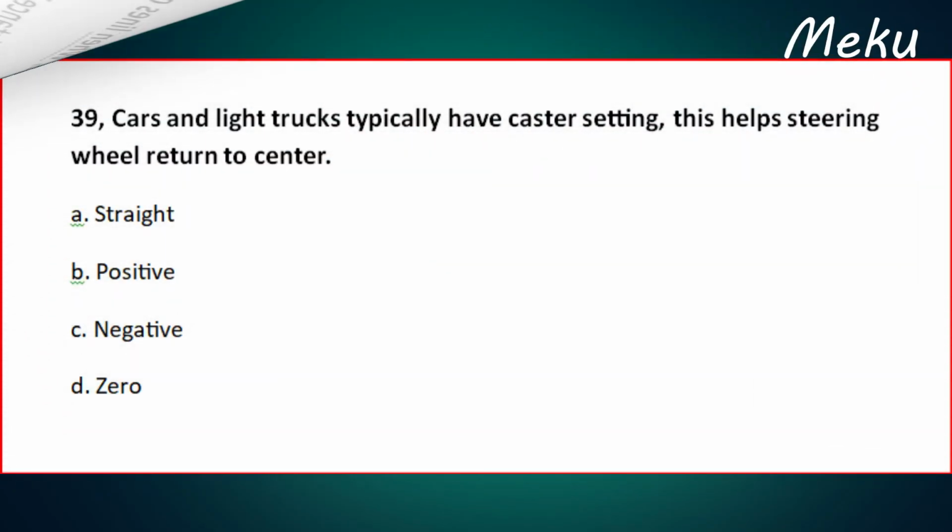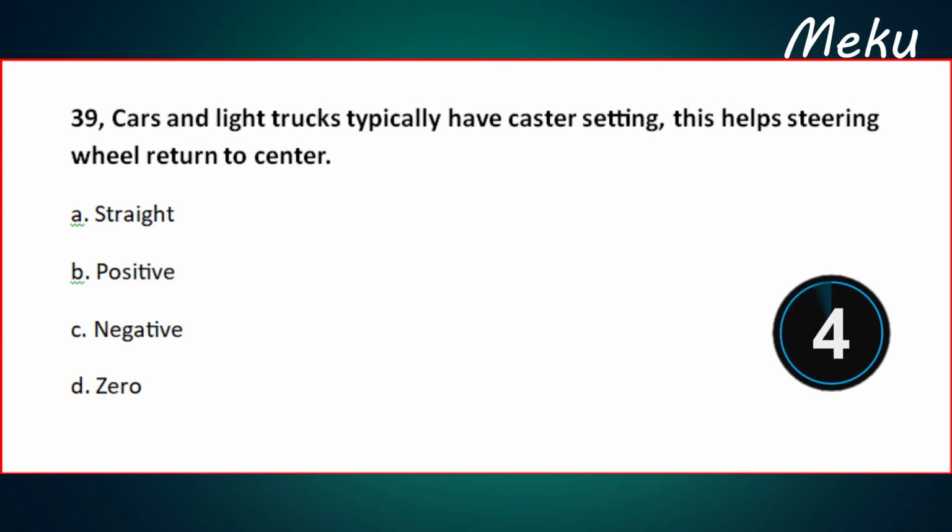39. Cars and light trucks typically have caster setting. This helps steering wheel return to center. A. Straight. B. Positive. C. Negative. D. Zero.